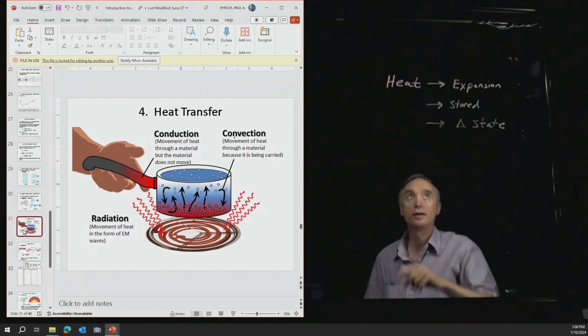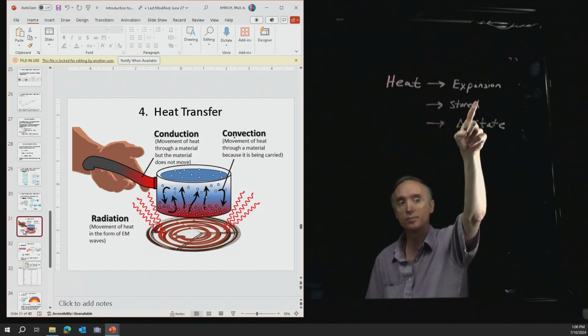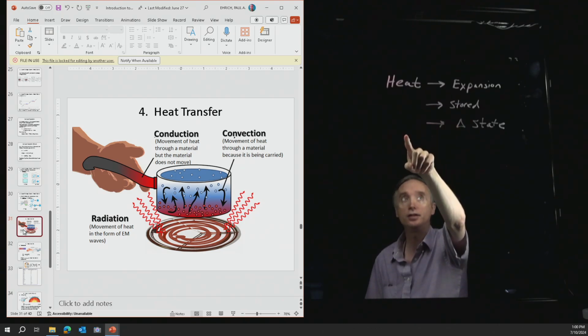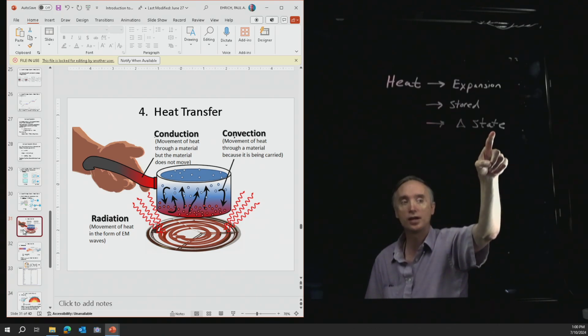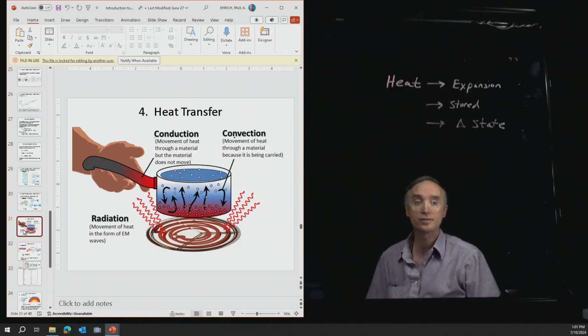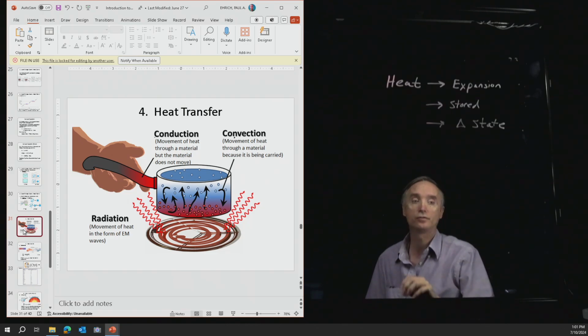Right, so we've talked about how heat can cause materials to expand, how heat can be stored in a material, how heat can cause something to change its state, and our fourth topic for this lesson is going to be how heat can move from one place to another. And remember, that's the definition of what heat is. It's the movement of energy from one place to another because of the disorganized motion of molecules.